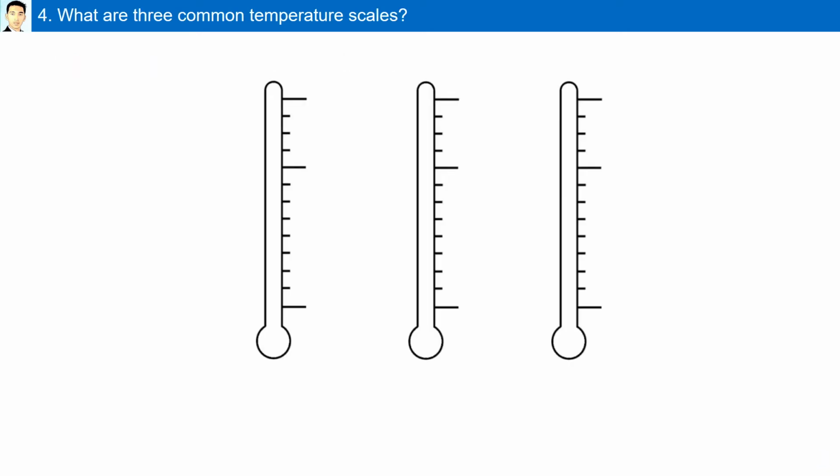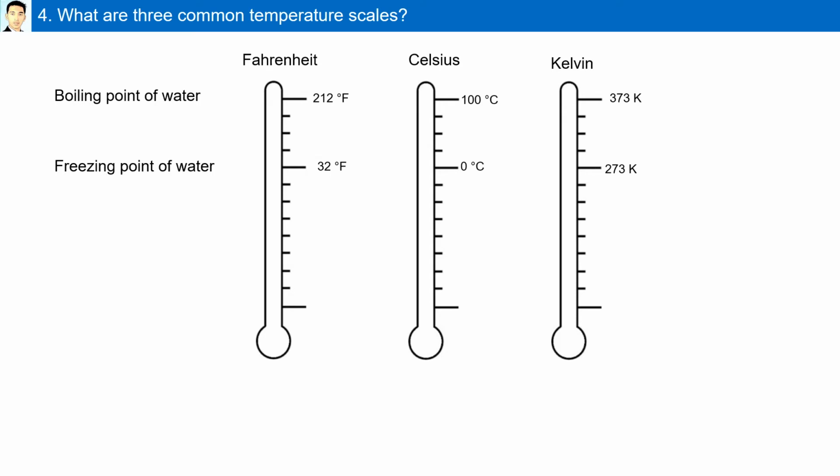What are the three common temperature scales? Fahrenheit, Celsius, and Kelvin. The freezing point of water is 32 degrees Fahrenheit, 0 degrees Celsius, and 273 kelvins. The boiling point of water is 212 degrees Fahrenheit, 100 degrees Celsius, and 373 kelvins. There's a difference of 180 degrees on the Fahrenheit scale from the freezing point to the boiling point, while on the Celsius and Kelvin scales, both have a difference of 100 degrees from the freezing point of water to the boiling point of water.